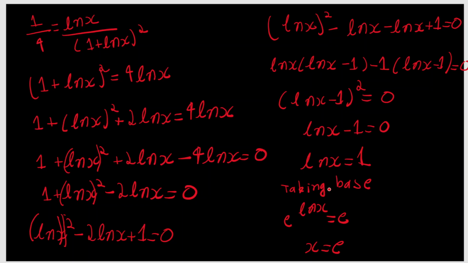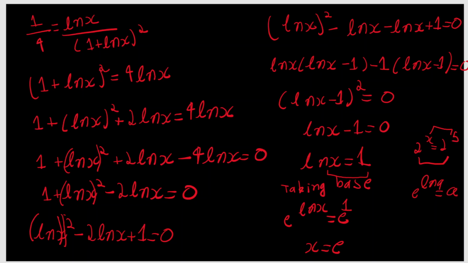So what actually has happened over here? We know that if, for example, I have 2 power x is equal to 2 power 5, as the bases are same, the powers are same. Over here we already know that ln x is equal to 1, and we need to find x. So we have just taken e power on both sides: e power ln x is equal to e power 1. If the bases are same, then the powers are going to be the same, and we know that e power ln a is equal to a. So simply like that we got x.